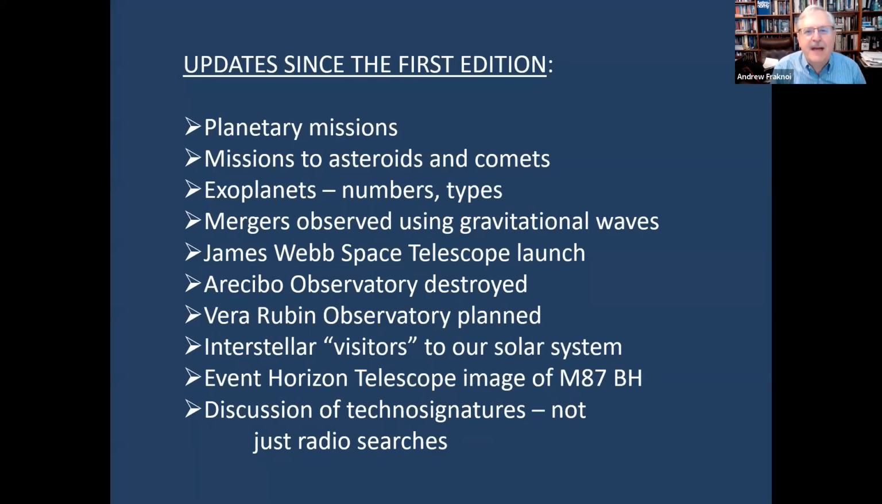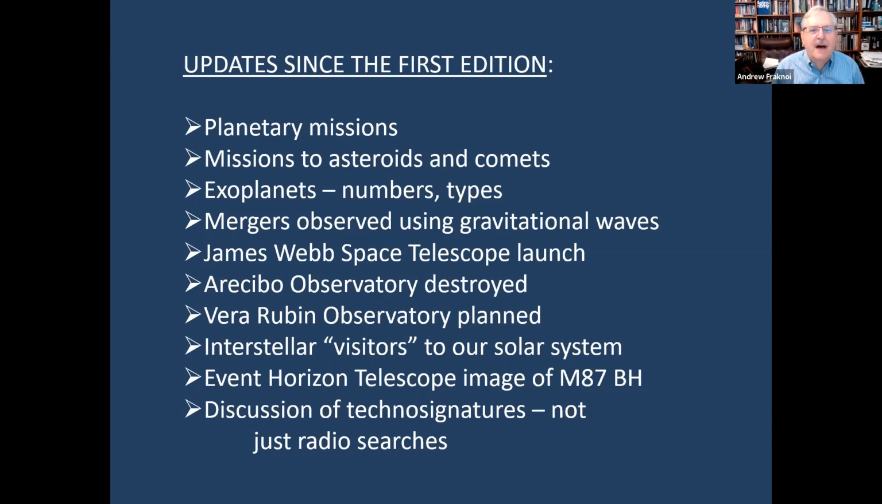And these, I think, are probably pretty obvious to most of you: planetary missions that have happened since 2017, particularly missions to asteroids and comets, including those with sample return. Certainly the incredible growth of our understanding of exoplanets. I think just this week, NASA made it official that there are 5,000 confirmed exoplanets known. And so not only the numbers, but the types of exoplanets, and particularly the fact that there are more exoplanets unlike the planets in our solar system than that are like our own planets, is something we've tried to emphasize in the updates.